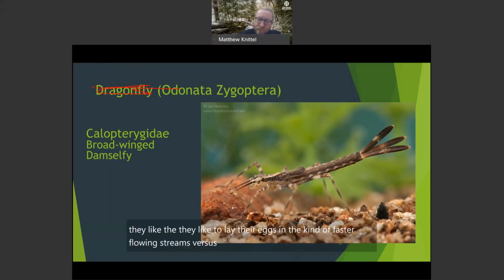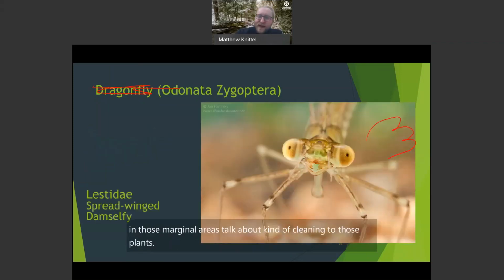And so we've got our little nymph here, and these little tails, these are actually the gills of a damselfly. So they're attached at the end of the abdomen there, and so that's how they breathe. But you can find these damselflies typically in those marginal areas I was talking about, kind of clinging to those plants. And then we also have our Lestidae, our spread-wing damselflies.